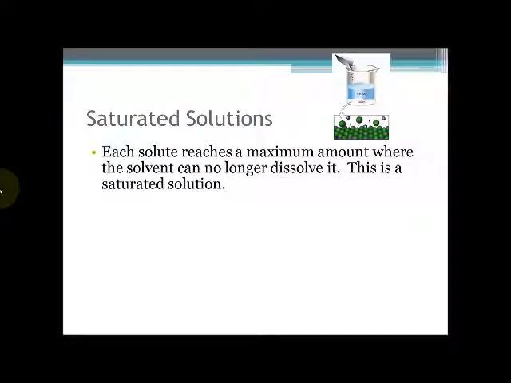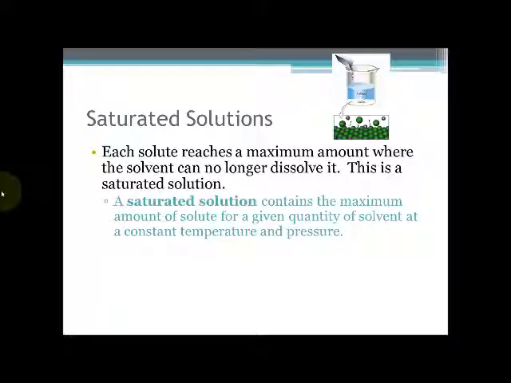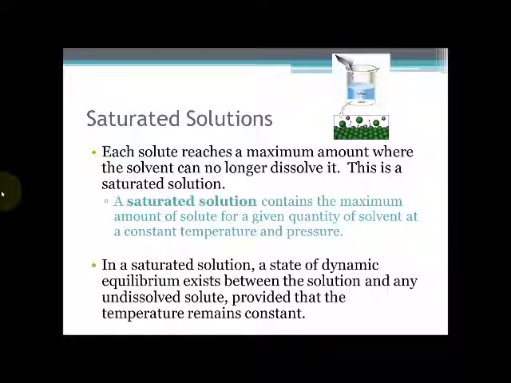Saturated solutions. Each solute reaches a maximum amount where the solvent can no longer dissolve it. This is a saturated solution. A saturated solution contains the maximum amount of solute for a given quantity of solvent at a constant temperature and pressure. In a saturated solution, a state of dynamic equilibrium exists between the solution and any undissolved solute, provided that the temperature remains constant.